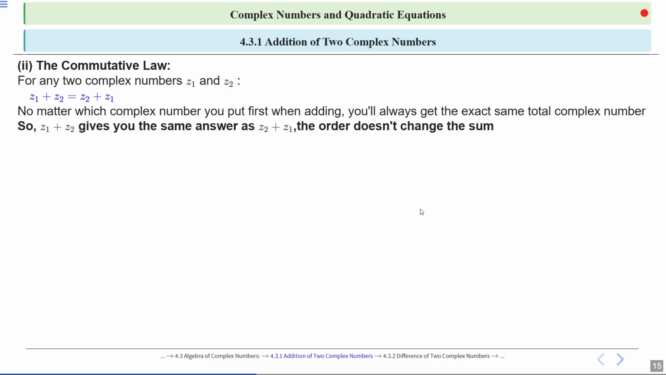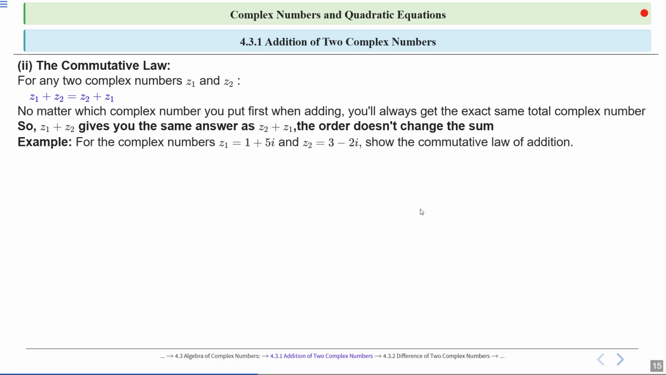So Z1 plus Z2 gives us the same number as Z2 plus Z1. The order doesn't change the sum. So let's look at a specific example to see this law in action. Suppose we have two complex numbers, Z1 equals 1 plus 5 times iota and Z2 equals 3 minus 2 times iota. We will use this to show how the commutative law works for addition.